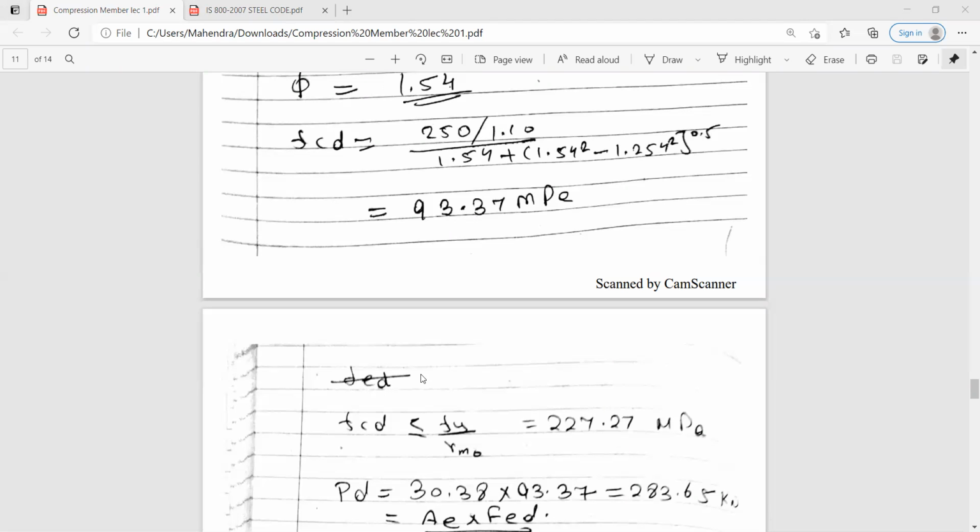So for calculation of PD, now what is the formula to calculate PD? Yes, anyone remember? PD is A into FCD. A is nothing but the effective area. So how much effective area did you get? Effective area you got was 30.38. So 30.38 effective area into FCD, that is 93.37. From that you get PD as 283.65 kilonewton.